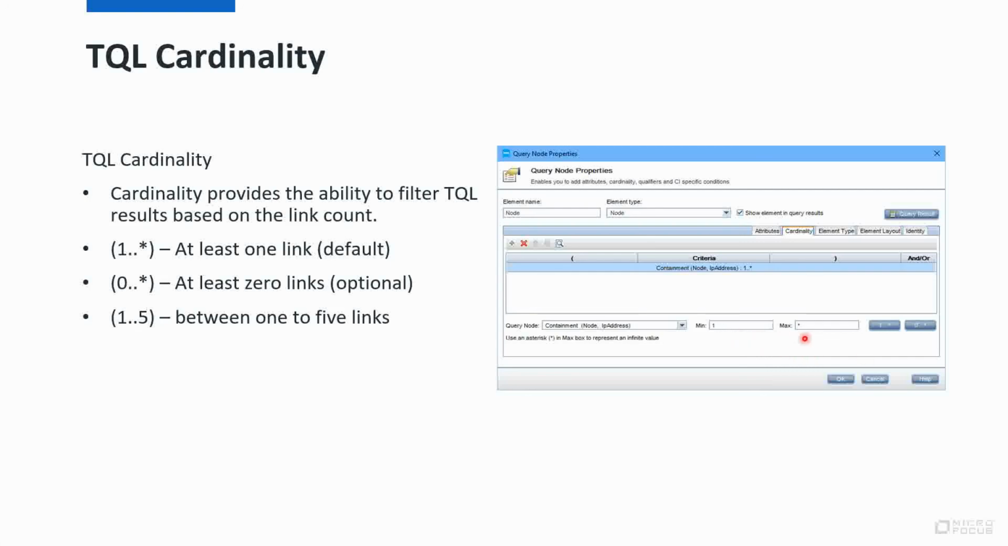If the minimum and maximum are both populated with numbers, then it's read as between. So if it is 1 and I had a 5 here, it would be between 1 and 5 CIs.